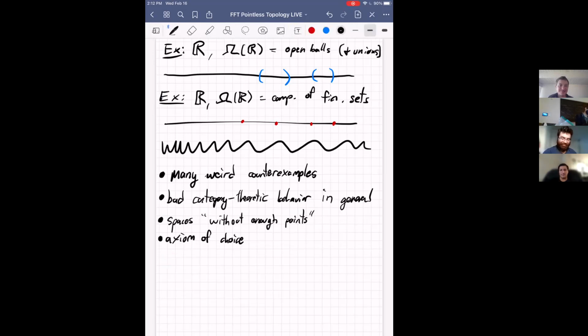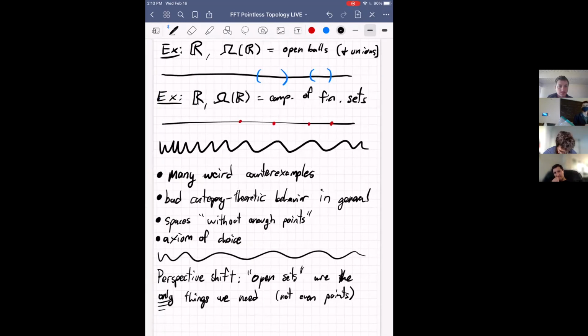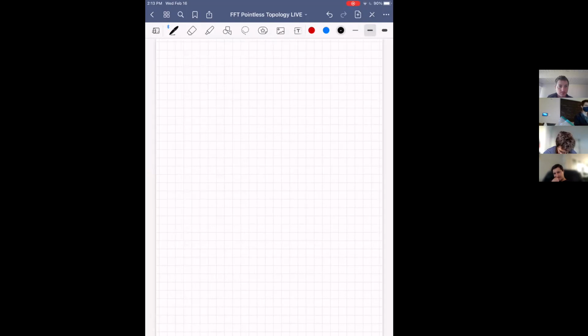So when topological spaces were first popularized, it was a perspective shift. And the perspective shift was to focus on open sets. And the perspective shift that I want to take in this talk is that open sets are so fundamental that they don't even need to be sets. We can just forget about the sets that underlie them, and the open sets are the only things we need. So we don't even need points. Okay, and so to carry this plan out, I'm going to have to make a few definitions. Of course, if there are any other questions, feel free to speak up.